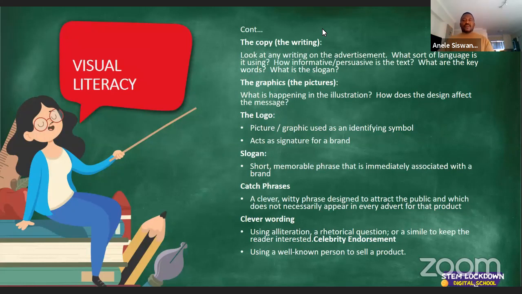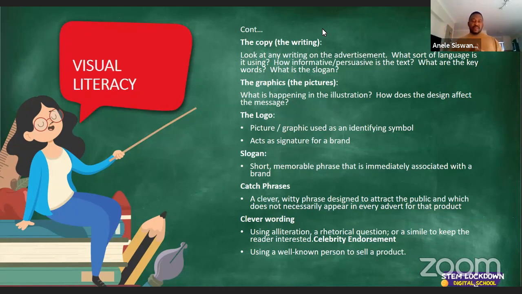All right. So look at any writing on the advertisement. This is what you need to think of when you think of the copy of the writing. What sort of language is it using? How informative or persuasive is the text? That is what you are reading. And what are the keywords and what is a slogan?